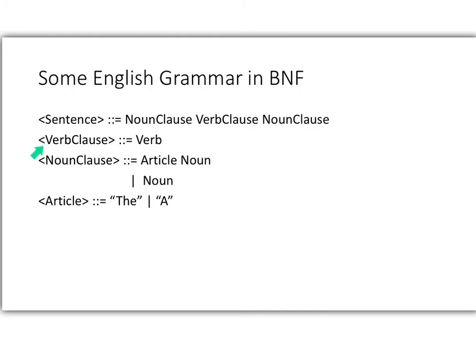We will, however, expand what our noun clauses can be. So currently, a noun clause can either be an article followed by a noun, or it can just be a noun. And we've defined what an article is here too, so we just use the or a. Let me show you an example of a couple of sentences that fit that grammar.